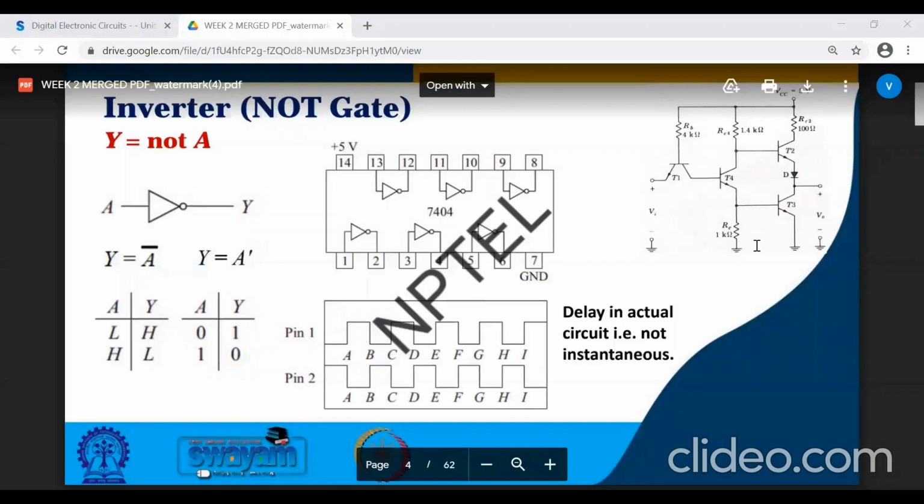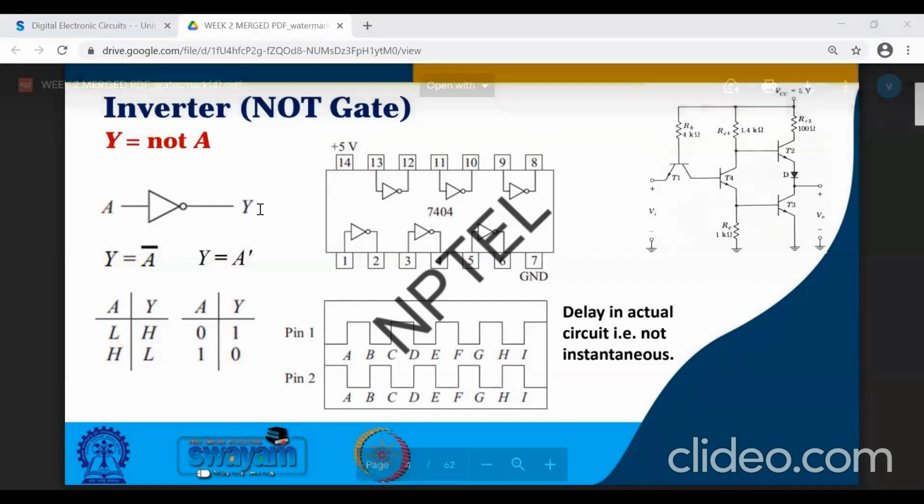In this session, we will see the different types of gates, that is NOT gate, AND gate, OR gate, NOR gate, NAND gate. To start, first we will see NOT gate, which is also called as inverter. This is the symbol of NOT gate, like a triangle and one bubble in front of the triangle. This NOT gate has a single input, that is A is the input and Y is the output.